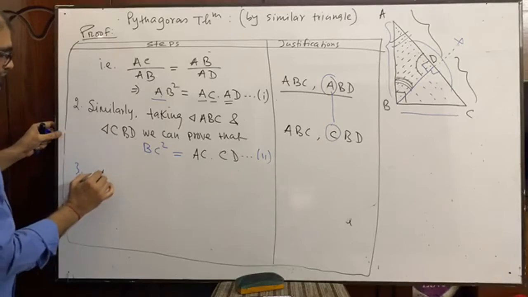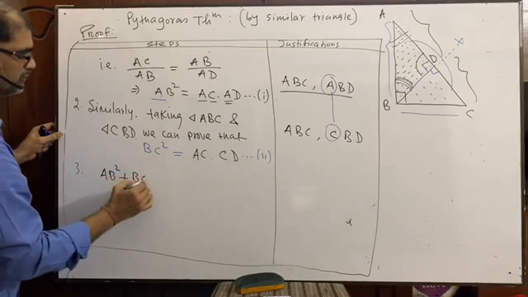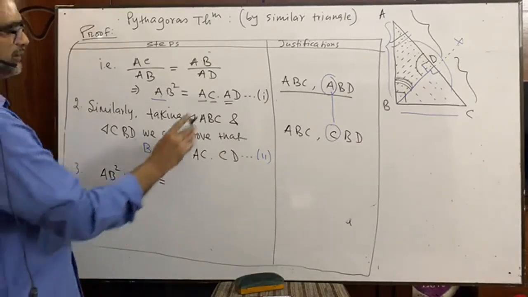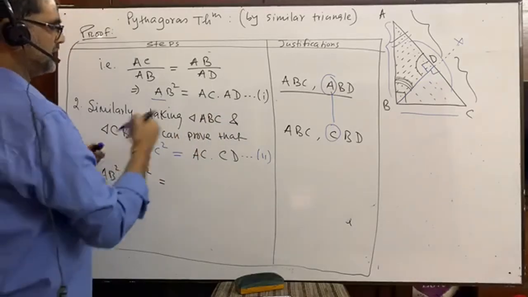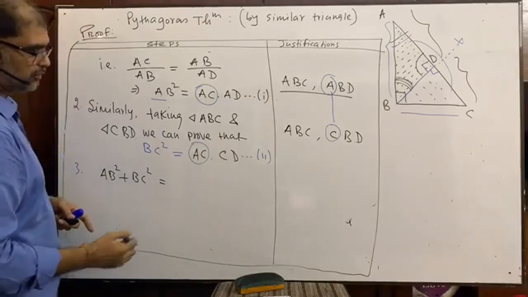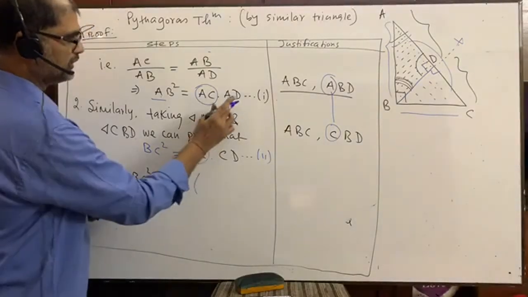That means we will get AB square plus BC square. I am going to add the two equations. Now if we take AC common from both the equations, this is AC and this is AC, so AC can be taken common, right? AC has been taken common. Then we will be left with AD plus CD.